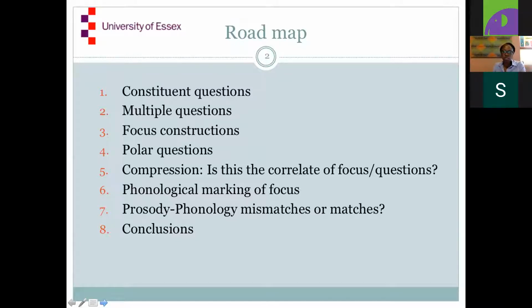And that's really interesting in light of what Frank was saying just now, trying to find out whether this could be a correlate of focus or questions in Bemba. And then I will look at the phonological marking of focus in terms of phonological phrasing, absolutely briefly, and then a little bit about some prosody-phonology mismatches that I'm seeing. I'm not quite sure yet, and it'll be interesting to hear what some of you might have to say about this in the question time. And then I'll have a slide with a couple of conclusions.